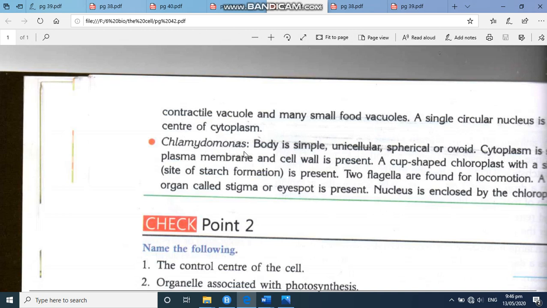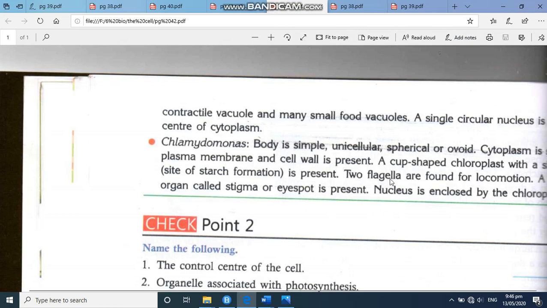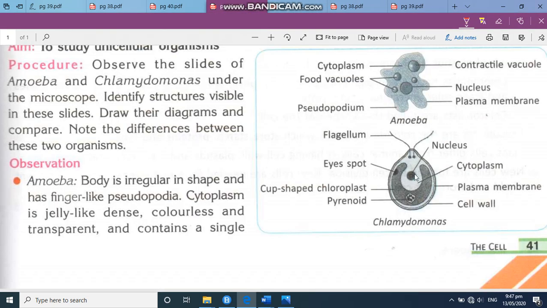Amoeba also has a contractile vacuole and many small food vacuoles. A single circular nucleus is present in the center. On the other hand, the chlamydomonas body is simple, unicellular, spherical, and the cytoplasm is surrounded by a plasma membrane, and a cell wall is also present. A cup-shaped chloroplast is also present. Two flagella are found for locomotion and an organ called stigma or eye spot is also present. The nucleus is enclosed by the chloroplast.